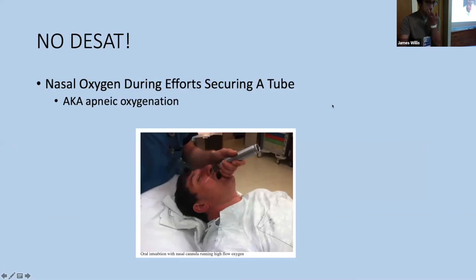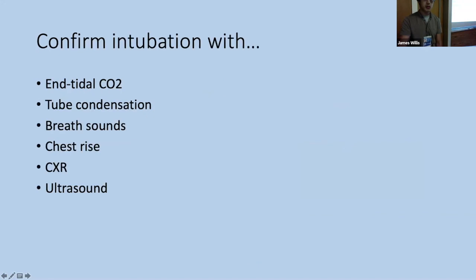As I mentioned before during the preoxygenation slide, you can continue to use the nasal cannula up to and through intubation. This will help prevent hypoxia during it, even in extreme clinical cases. And once the tube is in, you want to confirm with end-tidal CO2, tube condensation, breath sounds, chest rise, chest x-ray, and the ultrasound. No tube confirmation technique is perfect, so you should use multiple.